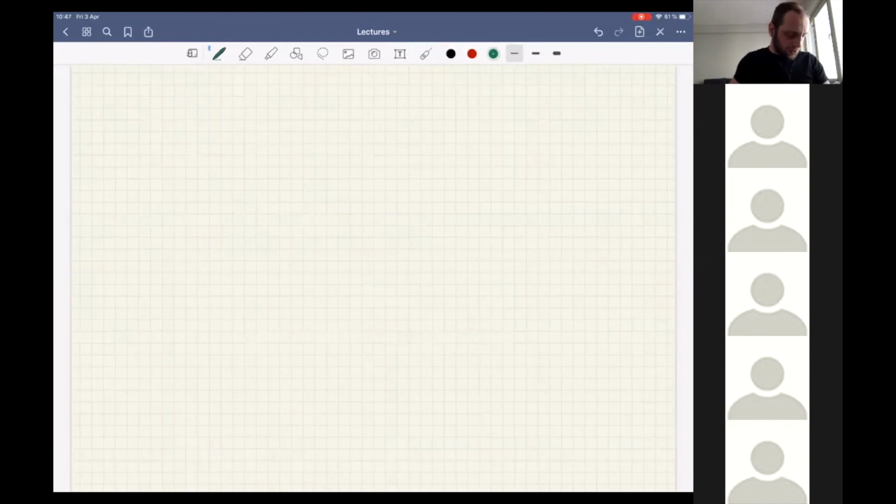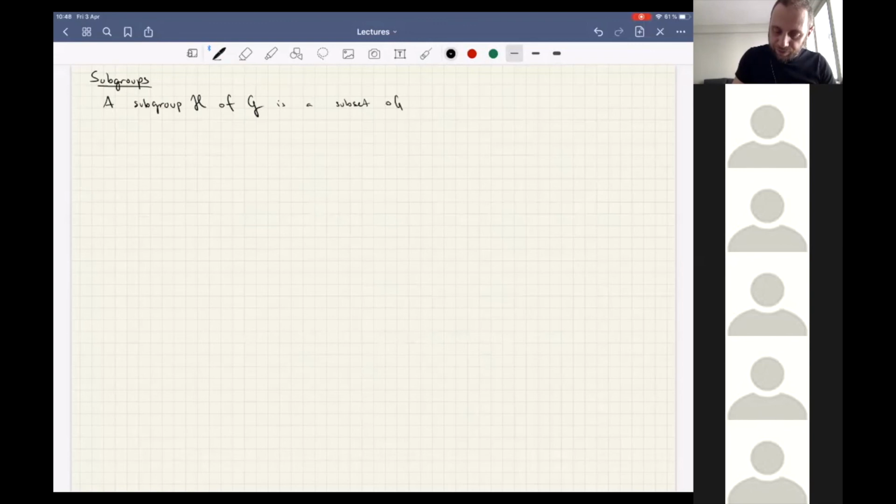Okay, so we have 3 more rather quick definitions to go through, and then we'll have a break. So the first of those is the concept of subgroups. It's not really anything strange, it's just that a subgroup called H of the group G is a subset of G such that all group axioms are satisfied for H.